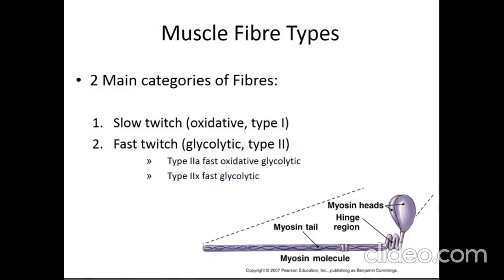So starting with our slow twitch fiber, this type of fiber is also known as type 1 or oxidative fiber. It's smaller, doesn't generate a lot of force or force quickly, but is not easily fatigued. And this fiber can sustain low force contractions for an extended period of time. So it's called oxidative because it relies on oxidative metabolism. And we're gonna understand this further in the next few lectures.